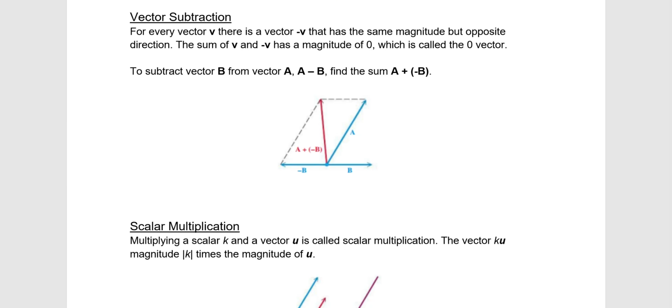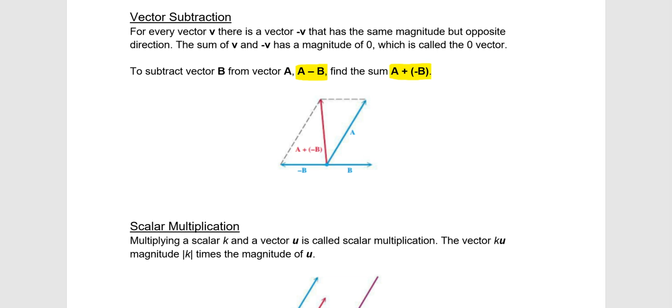And then that brings us to vector subtraction. For every vector that we have, which we'll just call V, there's going to be a vector negative V that has the same exact magnitude but the opposite direction. The sum of V plus negative V has a magnitude of 0, which is called the zero vector. So when we're subtracting vector B from vector A, that means we're doing A minus B. What we're actually doing is finding the sum A plus negative B.